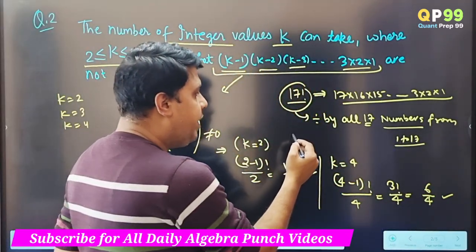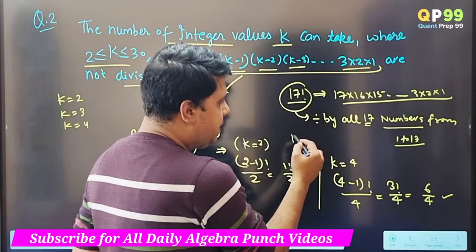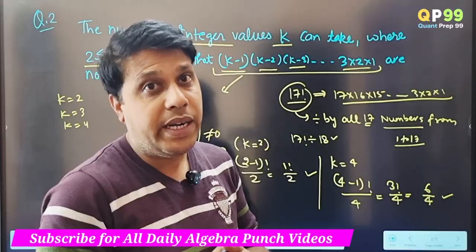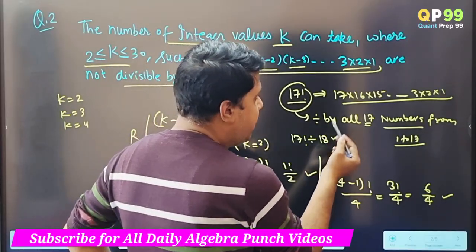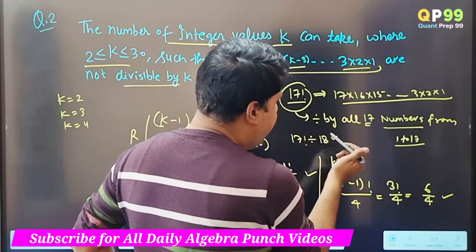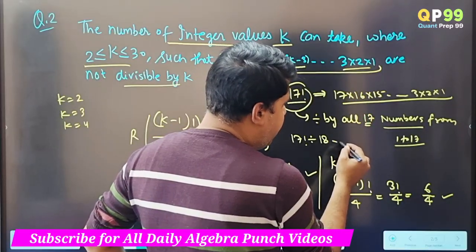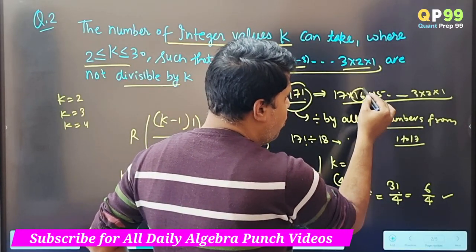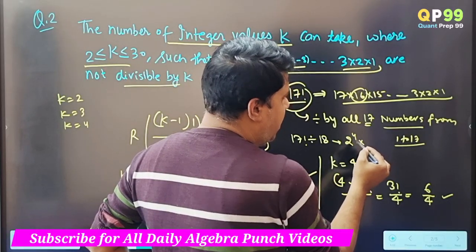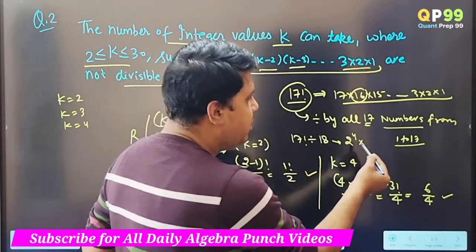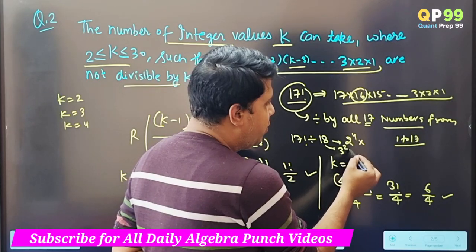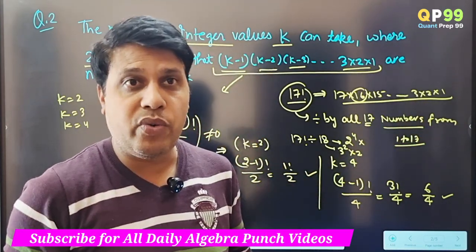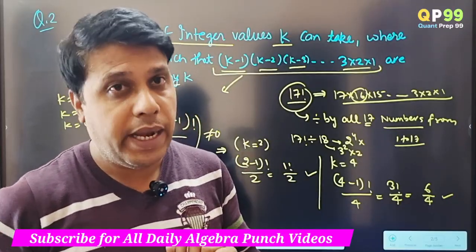But if I take 17 factorial divided by 18, it might be possible we can find 18 also, right? 17 factorial has 2 many times, and we have 3 also. So 18 is nothing but 3 square into 2. Of course I have 9 also, I have 2 also, so 17 factorial is also divisible by 18.